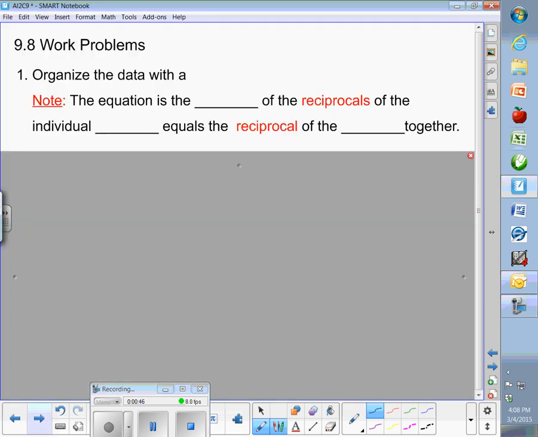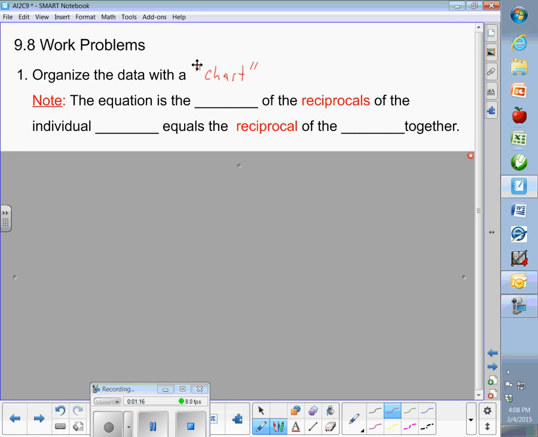Work problems. All right. So what are you looking to do? Well, you're looking to organize the data with a chart. I put it in quotes because it's kind of a pseudo chart. I mean, this isn't a chart like some of the other charts we've done for interest problems and rate times time, distance problems, stuff like that. But it's kind of a pseudo chart, and you'll see what I mean in a moment. But the key to the whole thing is the next statement.